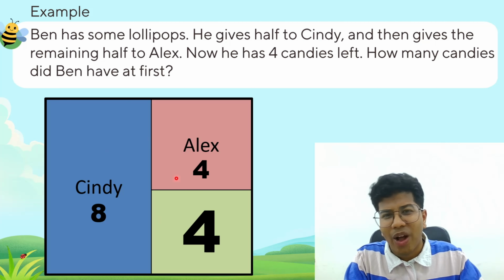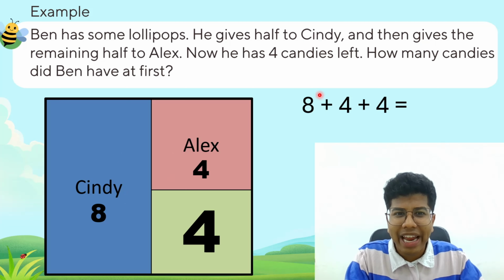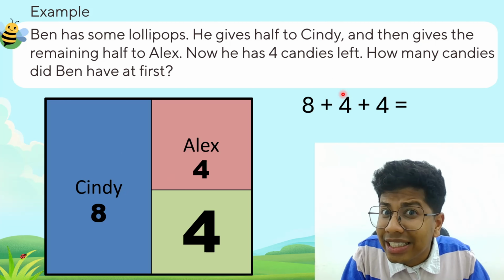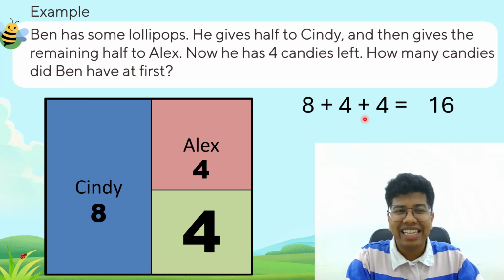So what is the total number of candies here? Yes, we can just add all the numbers. That is 8 plus 4 plus 4. 8 plus 4 is 12. 12 plus 4 is 16. So here the final answer is 16.